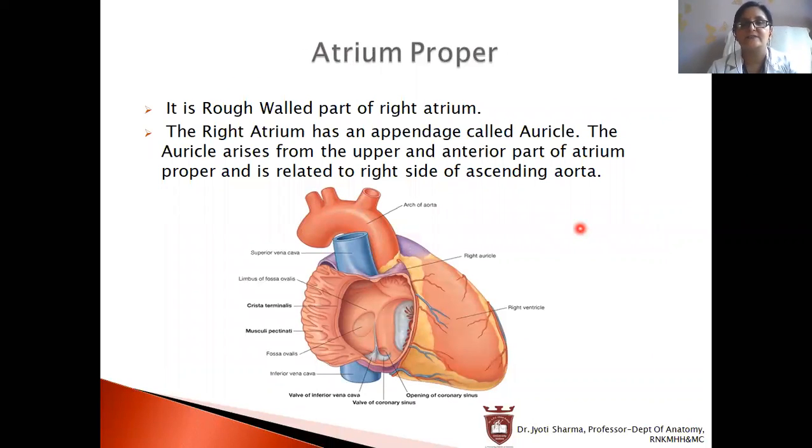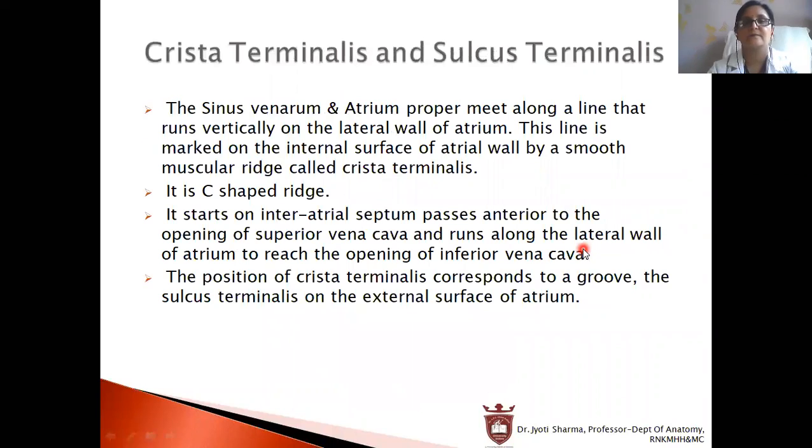Now we will see atrium proper. It is rough walled part of right atrium. The right atrium has an appendage called auricle, and the auricle arises from the upper and anterior part of atrium proper and is related to right side of ascending aorta. Here we can see the right auricle, and this is the rough walled part of right atrium.